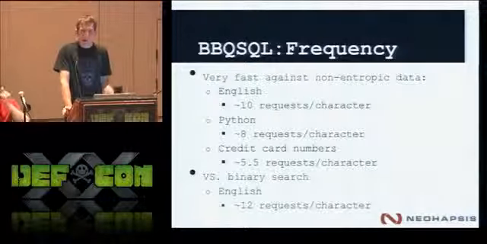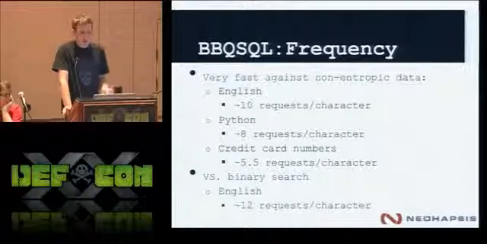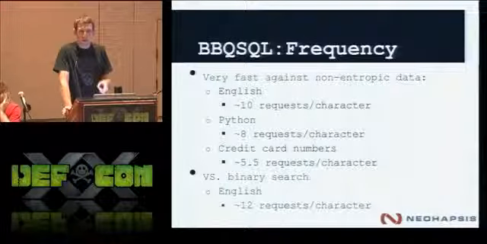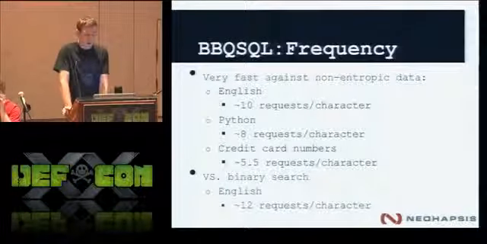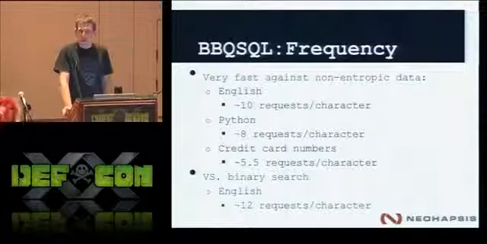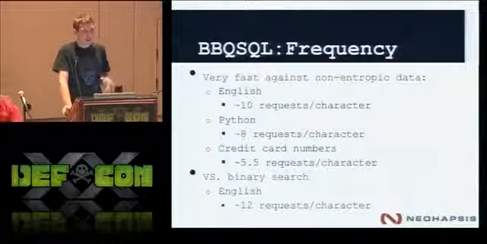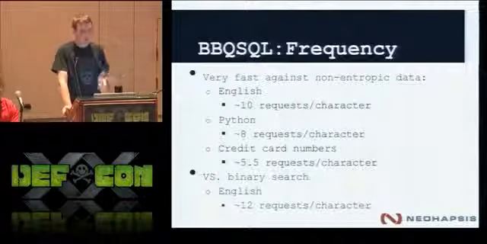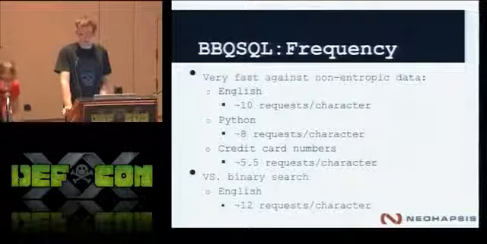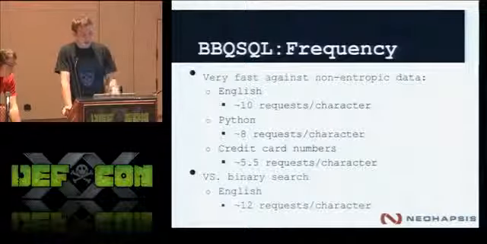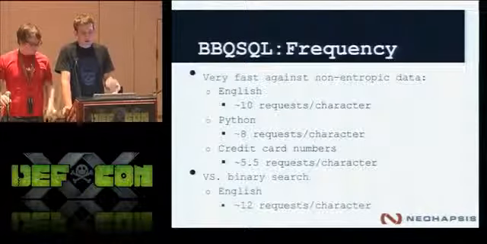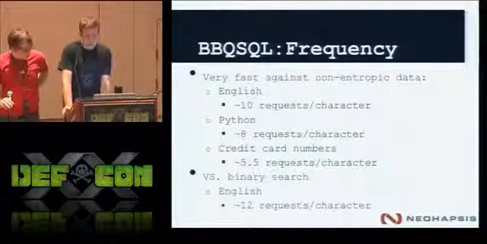Python, which is a little bit more structured because it's a programming language, we see even better performance with 8 requests per character. I think I was trying to dump the whole Django source code, which is kind of a lot, but I wound up getting 8 requests per character, which is good. Credit card numbers, I got about 5.5, which is kind of funny because with a normal linear search, you'd expect to get 5 exactly, but somehow I managed to get 5.5. So not quite as good. Yeah, I kind of screwed that one up, I guess. But when you compare it to a binary search with English, you get 12 requests per character, so you get a slight performance improvement.